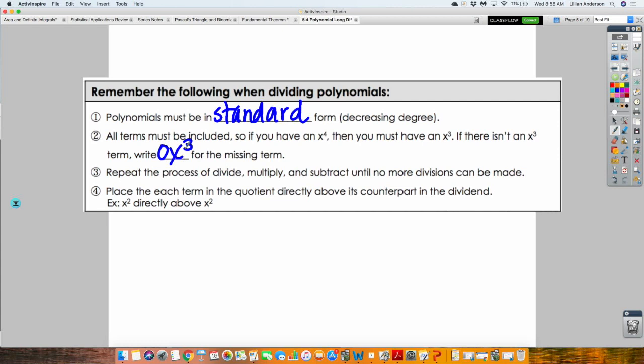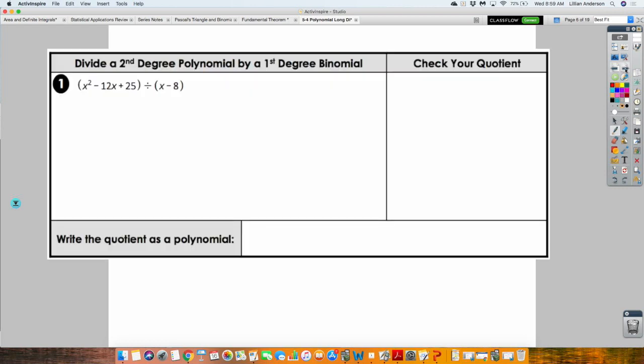Then you just repeat the process of dividing, multiplying, and subtracting until you have no more divisions, just like you would with old school long division. To help make things look nice and neat, it's nice if you put the x squared term above the x squared, or the x term above the x. That way you won't get off track of what you're looking at.